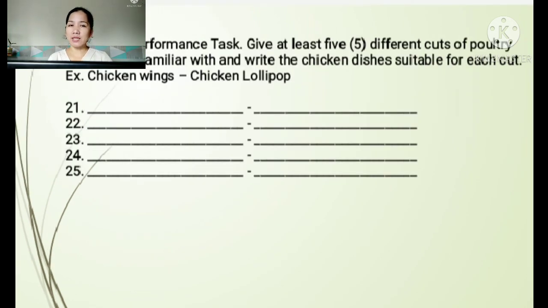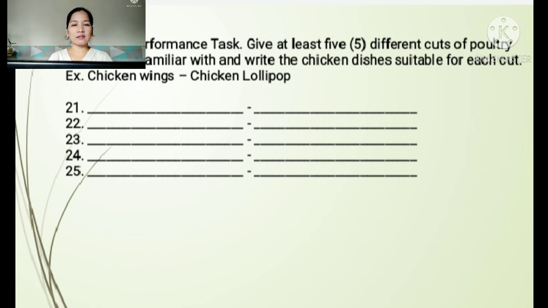For your activity 3, this will be recorded under performance task. So you have to accomplish this. Performance task is 70%. Activity 3 for your performance task: give at least 5 different cuts of poultry that you are familiar with and write the chicken dishes suitable for each cut.